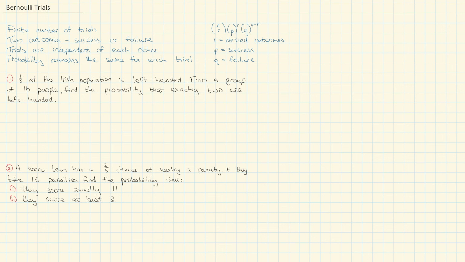Okay, so in this video we are going to look at Bernoulli trials. So there's 4 conditions for a Bernoulli trial. Finite number of trials, 2 outcomes, success or failure. The trials are independent of each other and the probability remains the same for each trial.